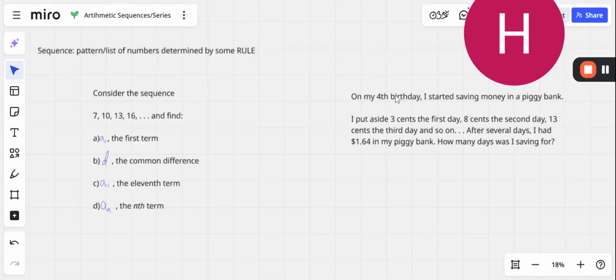On my fourth birthday, I started saving money in a piggy bank. I put aside 3 cents the first day, 8 cents the second day, 13 cents the third day, and so on. So this is how much I was adding each day. I was adding 3 cents, and I added 8 cents, and I added 13 cents, and so forth. Until eventually, I realized that I had $1.64 in my piggy bank. Now, that was a significant amount of money decades ago. So the question is, how many days was I saving up for?